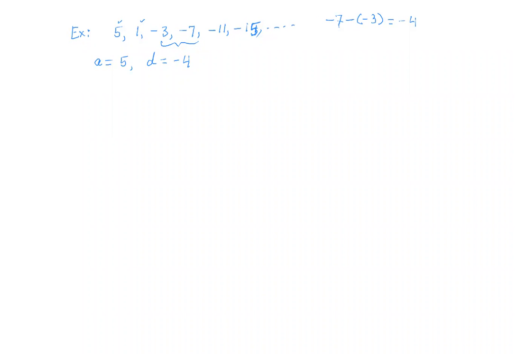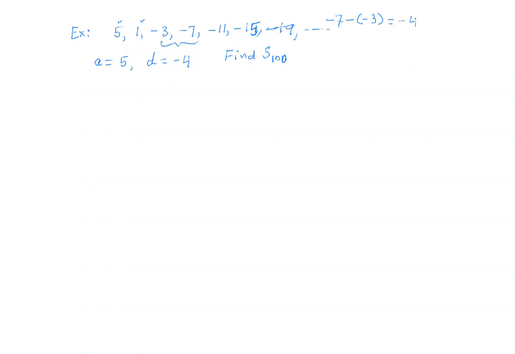So from 5, it goes to 1. From there, it goes to -3, -7, -11, -15, and the next one is going to be -19 if you want to write it down, and it keeps going. So let's say I want you to find, again, S sub 100, the sum of the first 100 terms.